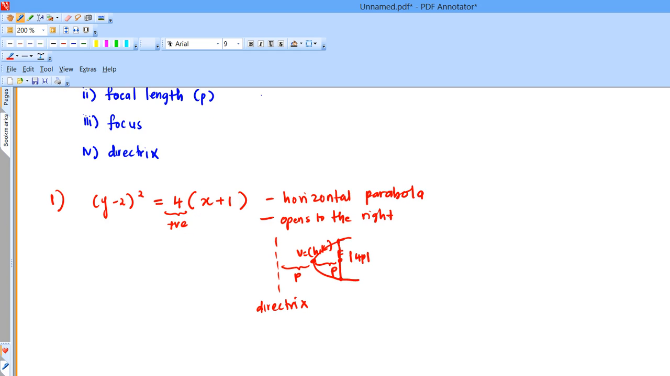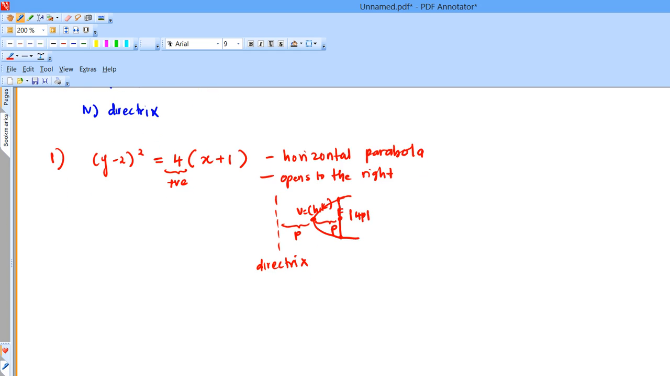Okay, now based on this equation, the first thing we can find is the vertex. Vertex equal to (h, k). h refers to the value of x and k refers to the value of y. So it is equal to (-1, 2). This is the vertex.